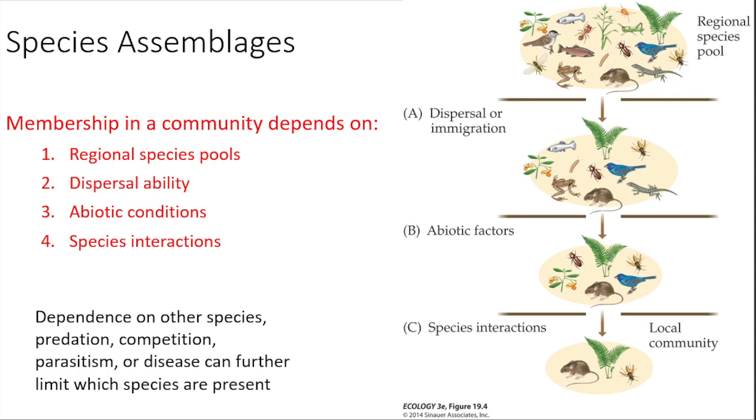So you see in the image on the slide that it starts with the regional species pool, and then the ones that are able to disperse or immigrate are the ones that go right under that, which is a lot smaller population. And then abiotics kill off some of those, so there are only so many left, and then species interactions take out a few, leaving only 3 species left.